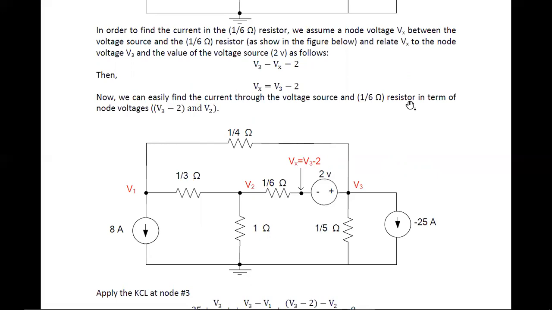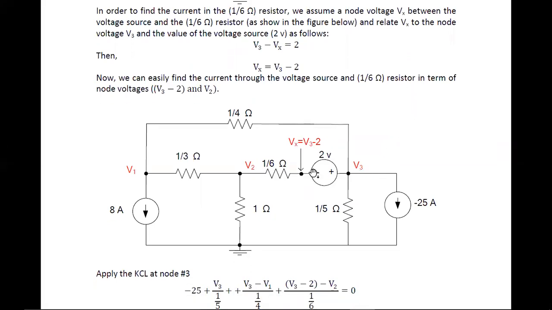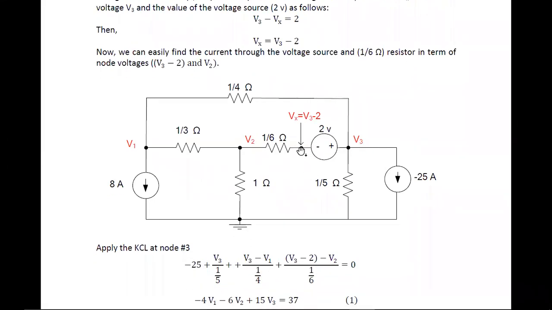Now we can easily apply the current through the voltage source and the 1 by 6 ohm resistor in terms of node voltages V3, V2, and 2. Hope you understand what I'm trying to say. Here you can easily apply node voltages, because the voltage sources are given. To avoid confusion between these two voltage sources, I'm making one assumption point between the 1 by 6 ohms and the 2 volts, named Vx in terms of V3. Then the point is V3 minus 2. Here the voltage is V3 minus 2, here V2, here V3.